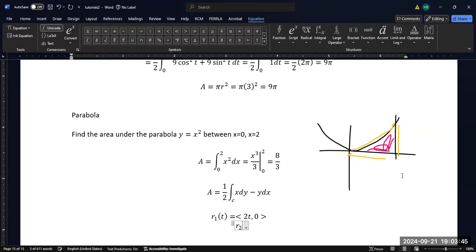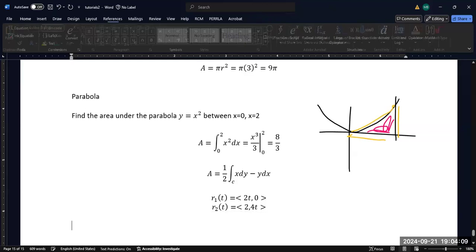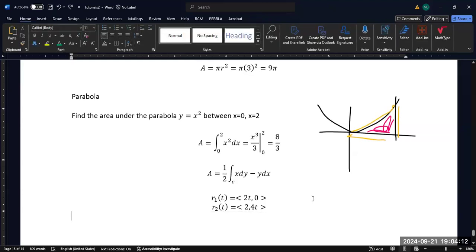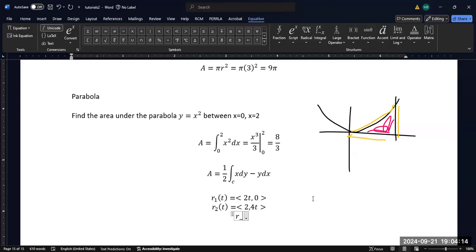And then r2 of t, we're going to go from the point 2, 0 to the point 2, 4, because that's the point where the parabola intersects, right? So now x stays 2, but now we go straight up, so that goes for t, again, on the interval 0 to 1. We don't need to really keep changing the value of t. We can if we want to, but it just makes the math harder.